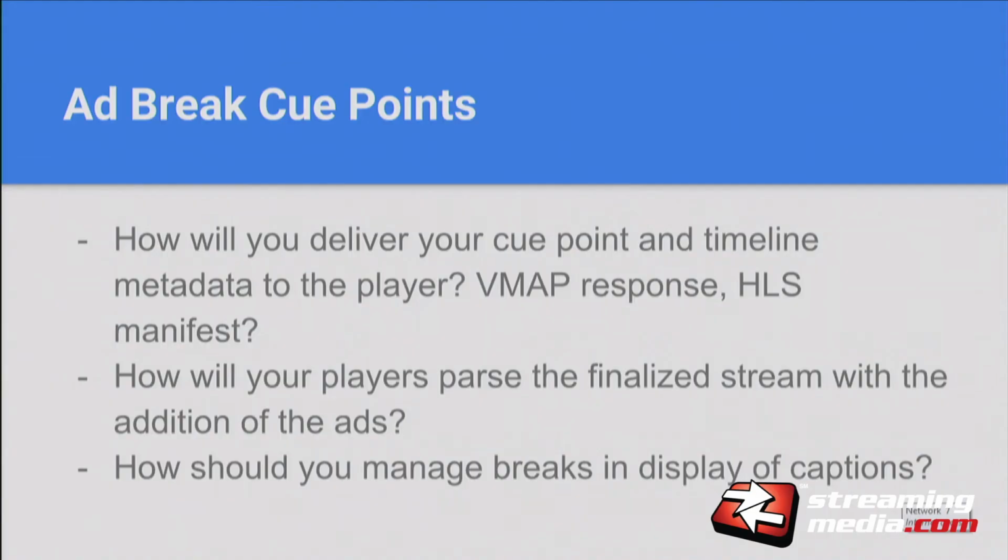So ad break cue points. How will you deliver your cue point and timeline metadata to the player? VMAP response, HLS manifest. How will your players parse the finalized stream with the addition of the ads? How should you manage breaks in display of captions? I discussed that a little bit.